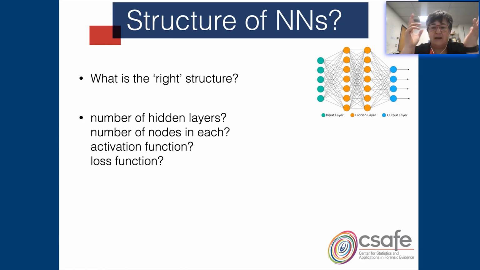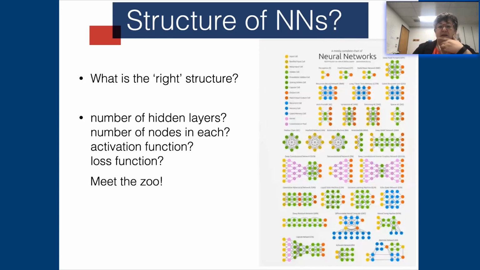And then when we're actually checking whether the labels have anything to do with what the output layer is telling us each class should be for each observation, which loss function do we use? So how do we calculate the error? There's also different choices. So in terms of the structure, even neural network researchers call it the zoo. So here, meet the zoo.